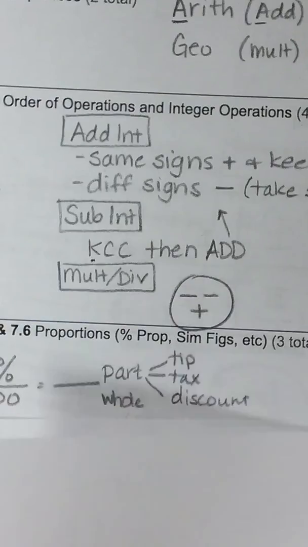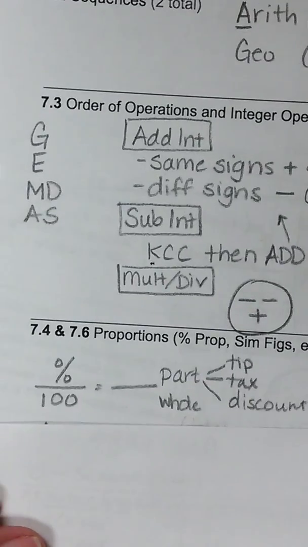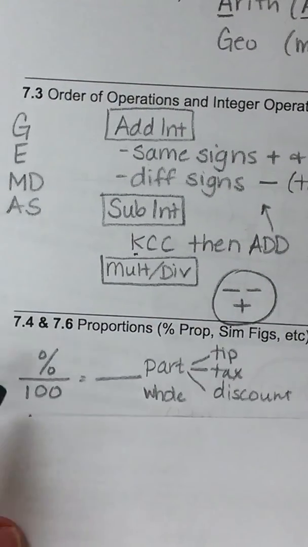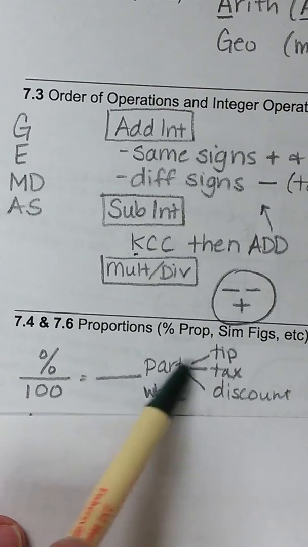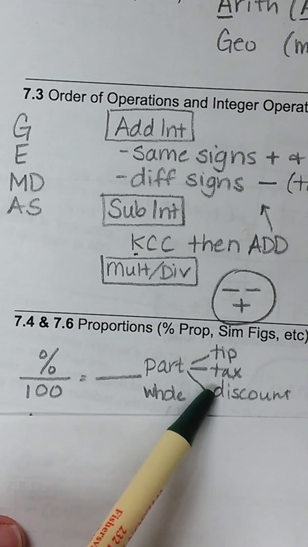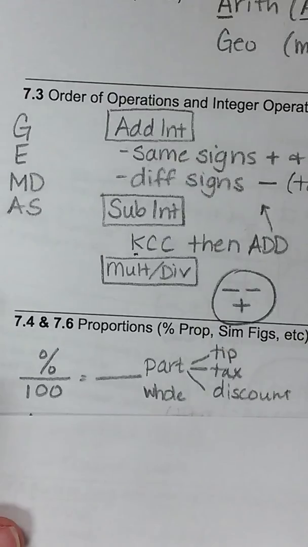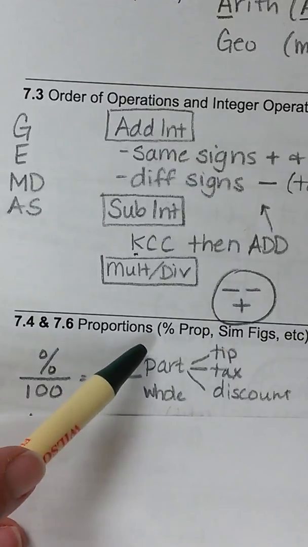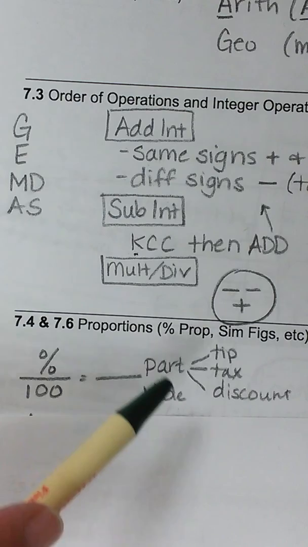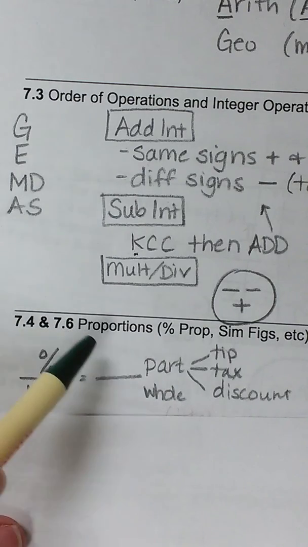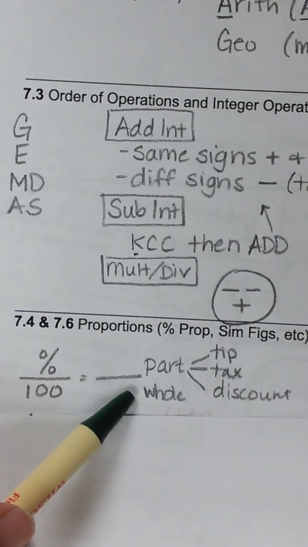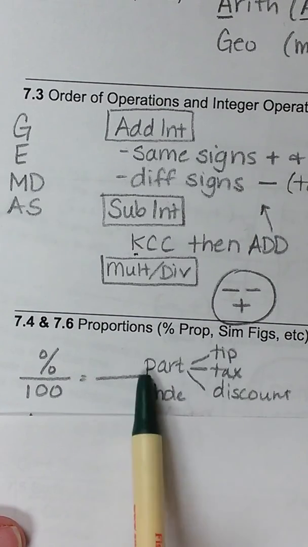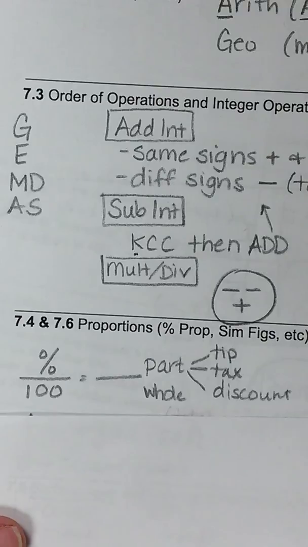For these problems, like for the first one, you can look at that percent proportion. Percent over 100 equals part over the whole. That part could be anything like tip or tax or even a discount. When we talk about graphs, this could be the number of students who went to something over the total number of students, or the people who rode the bus over the total number of people who went on the field trip. So this is just one example, but there's a lot of things that this can work for.